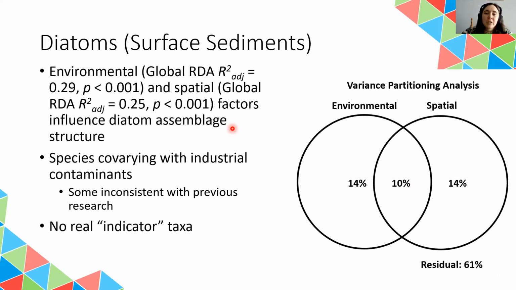We also did a variance partitioning analysis using our environmental and our spatial predictor variables. And what we saw was that they both contributed significant amounts to the variation in our diatom assemblages, but relatively small amounts, both about 14% individually. And important to note here is that our residual unexplained variation was quite high. So probably a lot of variables that we didn't measure that are importantly influencing our diatom community structure.